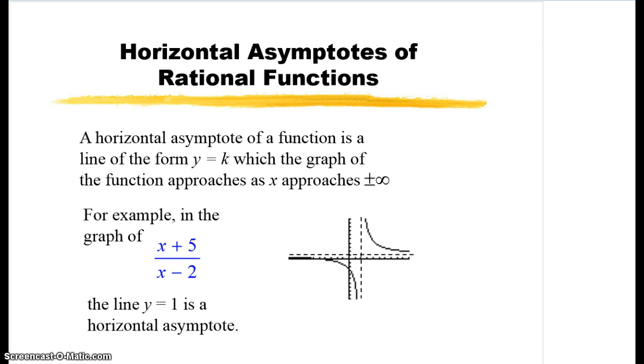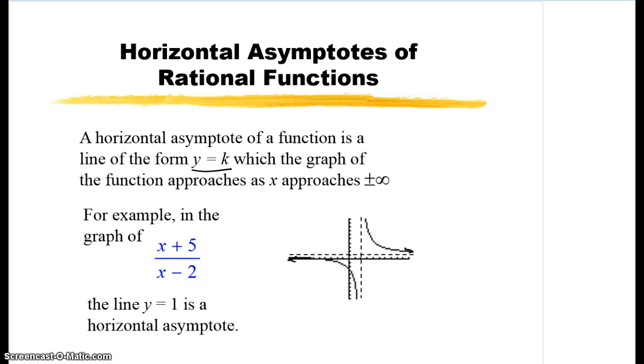On the other hand, we have also horizontal asymptotes, which are just horizontal lines, right? Lines of the form y equals k, which the graph of the function approaches as x approaches positive or negative infinity. So what these horizontal asymptotes tell us is essentially how our function behaves in the long term, as x approaches positive infinity and as x approaches negative infinity. So what's happening to our function in the long run? That's how you should think about it.